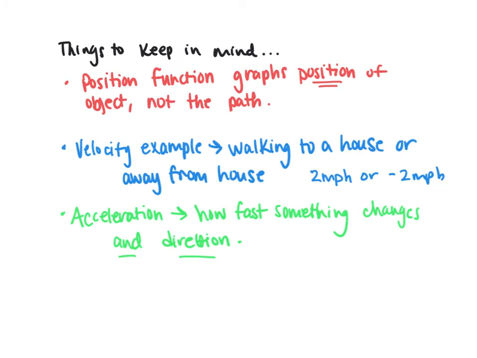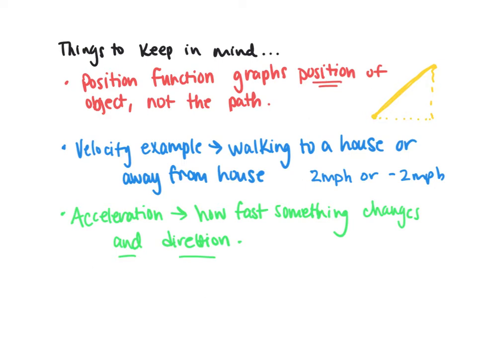A few things to keep in mind. First of all, the position function graphs the position of an object, not the path. So for example, if you start here and your house is here, and you walk home, you would walk this way. That is not the position. The position is the distance right here. This is the position. It's not the path that you walked.